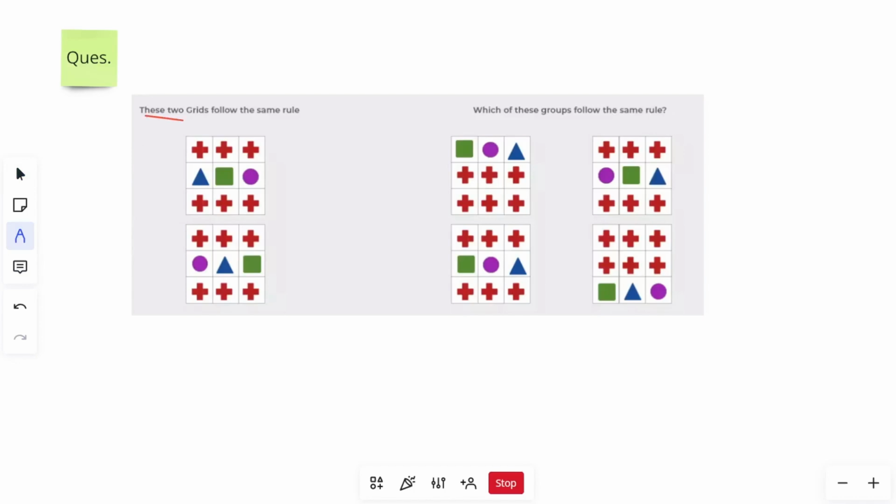First, we are told these two grids follow the same rule. Basically, this grid and this grid follow the same rule. We have to understand the pattern, and then we are asked a question based on that. Which of these groups follow the same rule that was followed in the given two images?